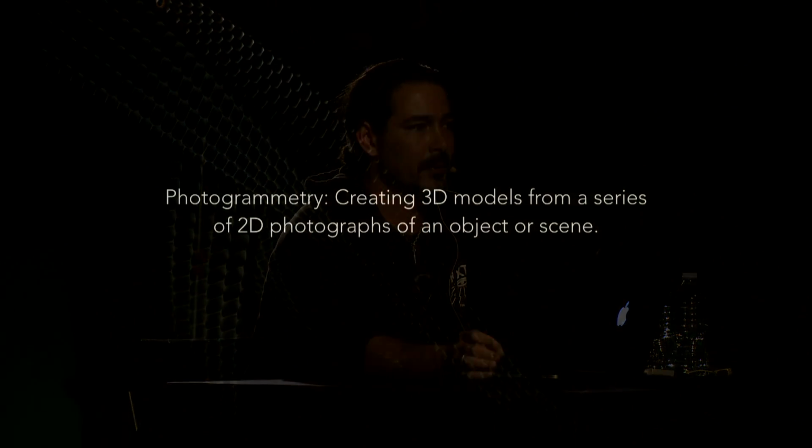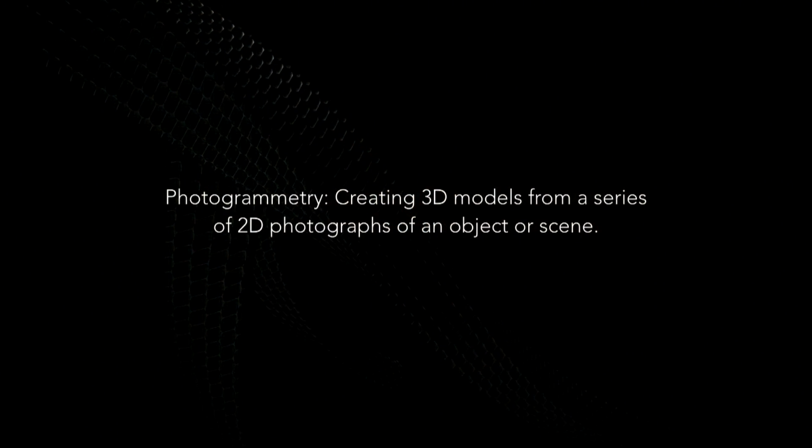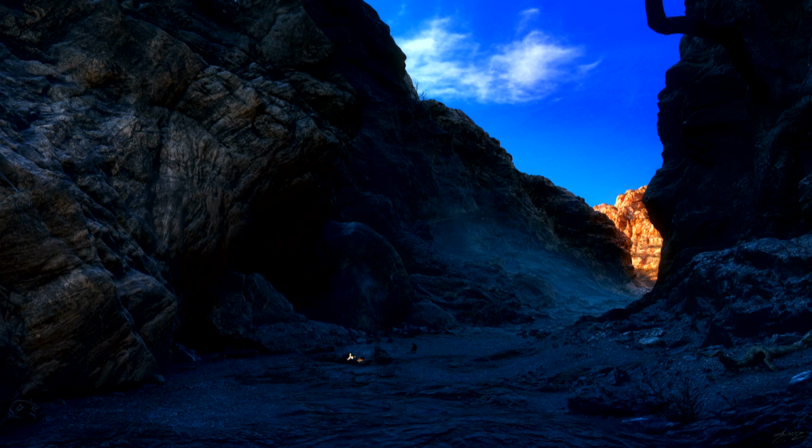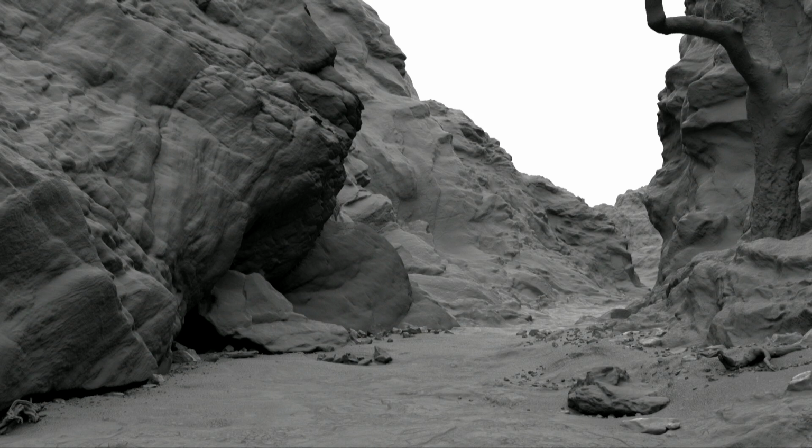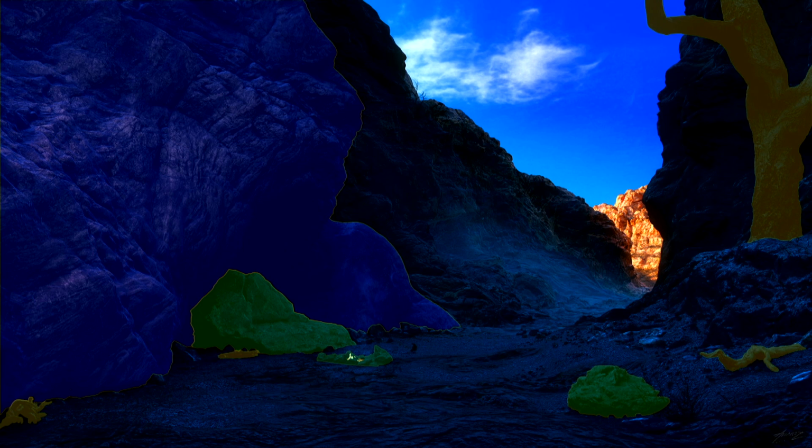So starting with photogrammetry. Photogrammetry is creating 3D models from 2D photographs. And for this image, as an example, this is what the geometry looks like. This is what is Photoscan or photogrammetry based in this image. So it's not the entire image. It's just, in the end, some assets that are useful.